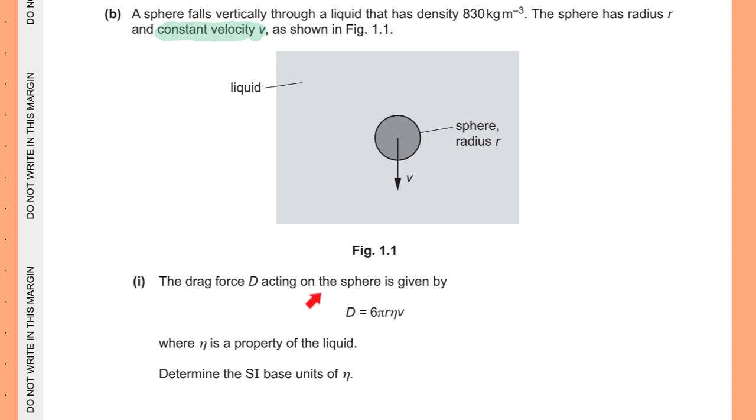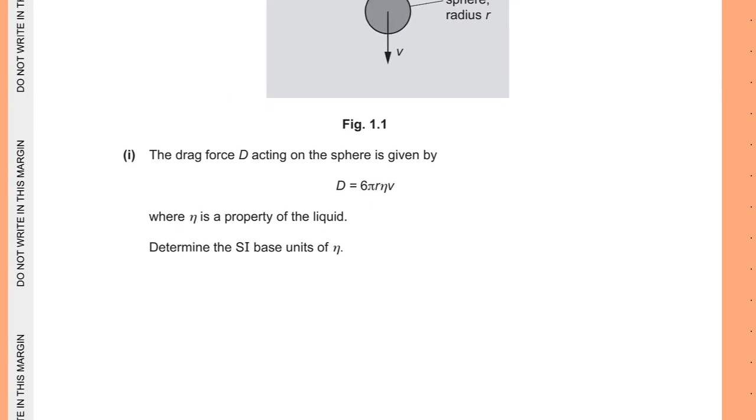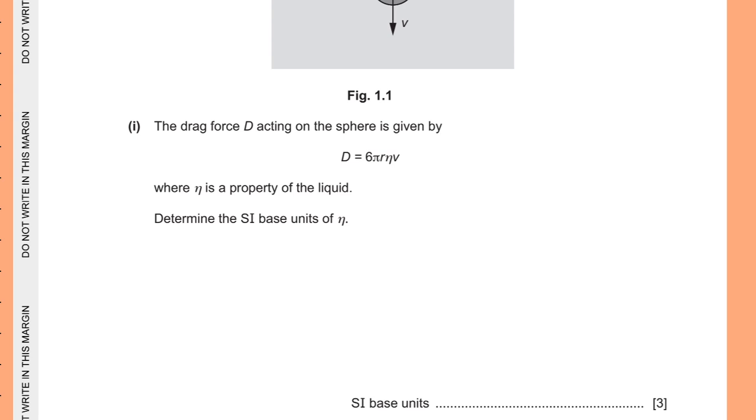It says that the drag force D acting on the sphere is given by 6 pi r eta v, where eta is a property of the liquid. Determine the SI base units of eta. It's up to you how you want to take it. I personally feel that in questions related to homogeneity, it's better to first simplify both sides of the equation and then cross multiply, because there are a lot of simplifications you see if you just write it out before shifting anything anywhere. So D is a force.